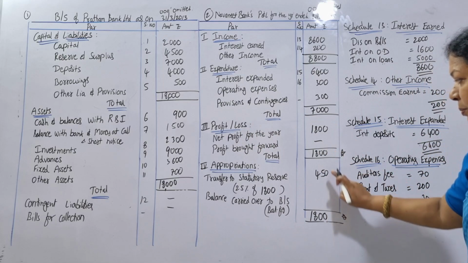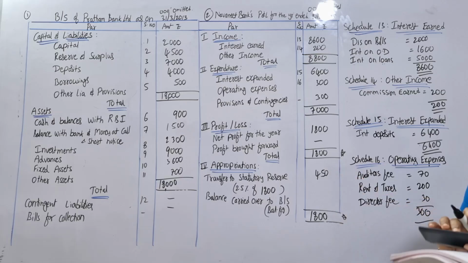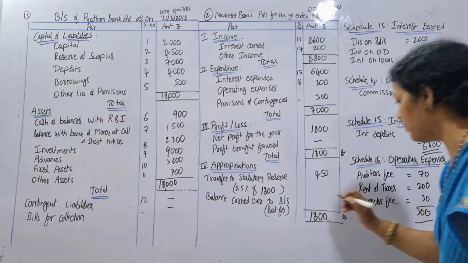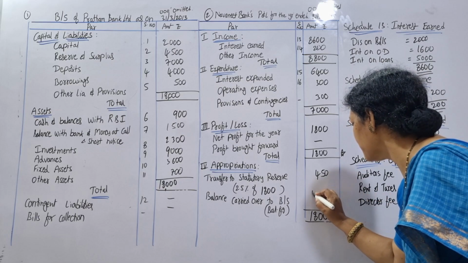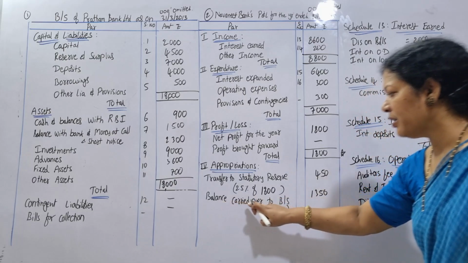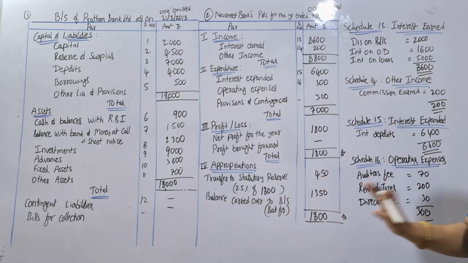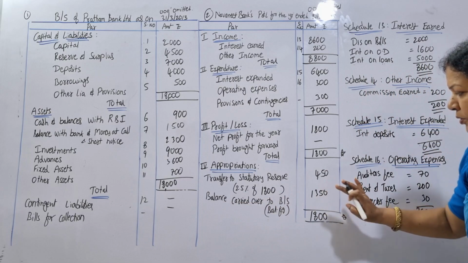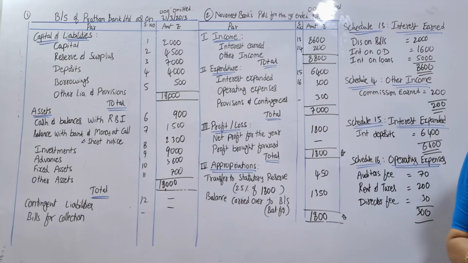Now 1,800 minus 450 comes to 1,350. Balance carried over to balance sheet. So this 1,350 we are going to transfer to the balance sheet. Isn't it simple? Let me explain once again.